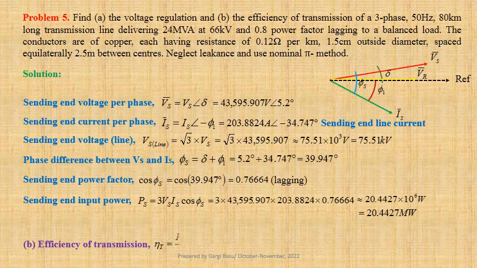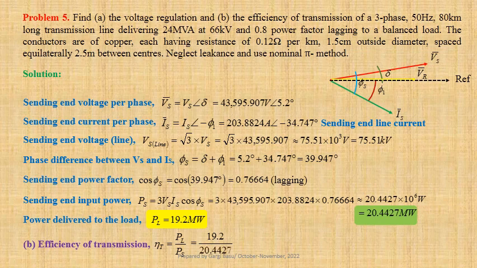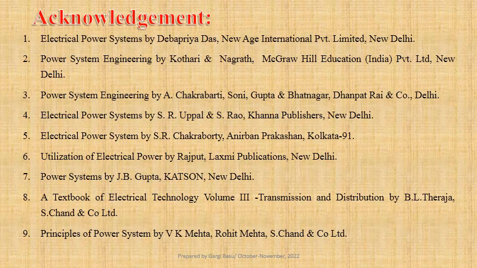Now we shall calculate efficiency of transmission. Eta T equals PL divided by PS. We have computed power delivered to the load PL equals 19.2 megawatt. Therefore, eta T equals 19.2 divided by 20.4427. That gives us 0.93921 per unit or 93.921%.